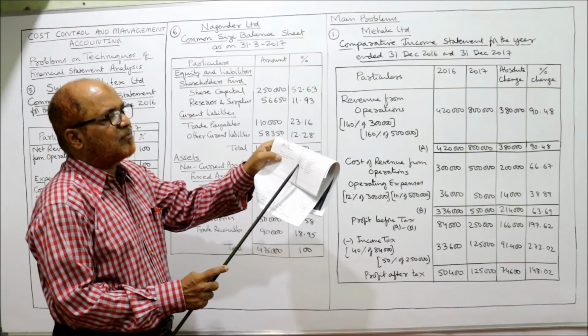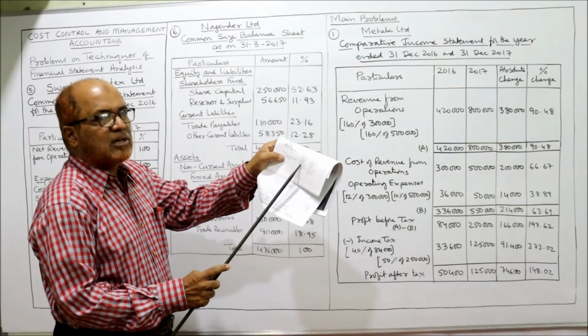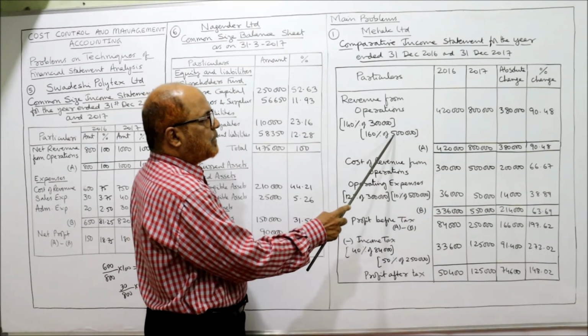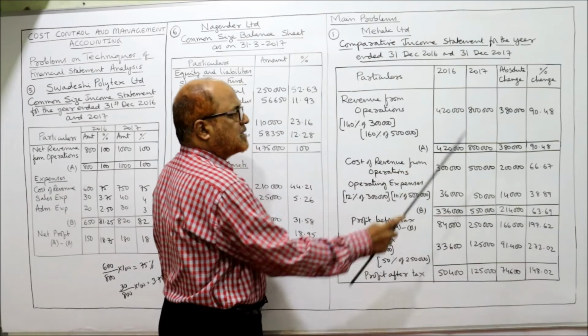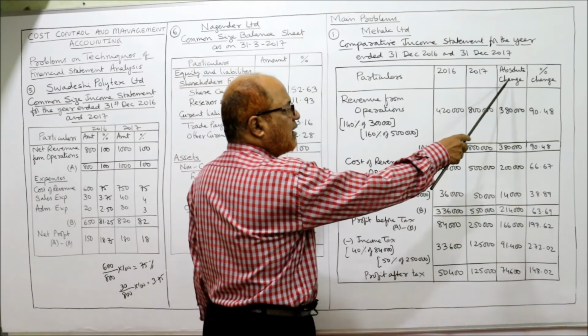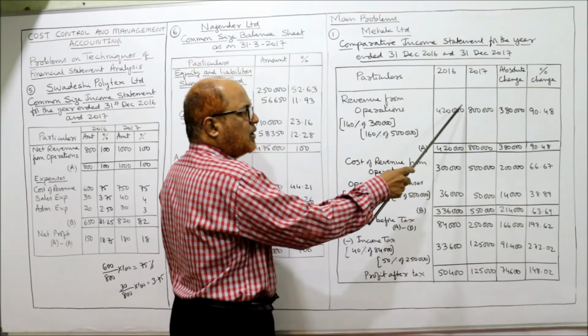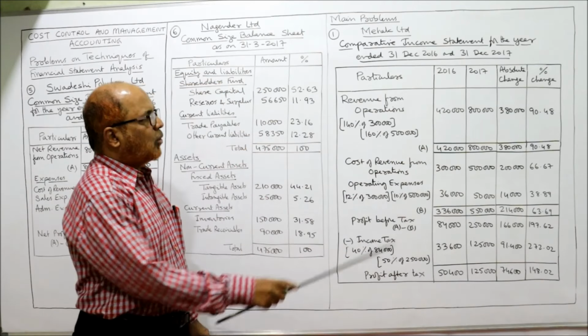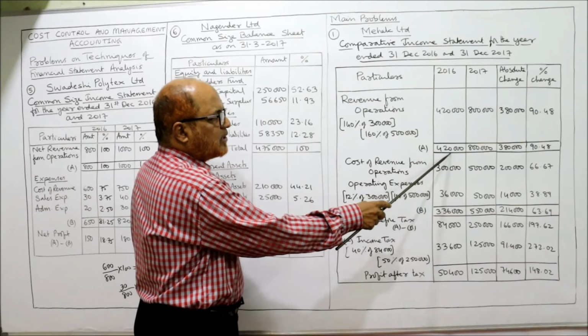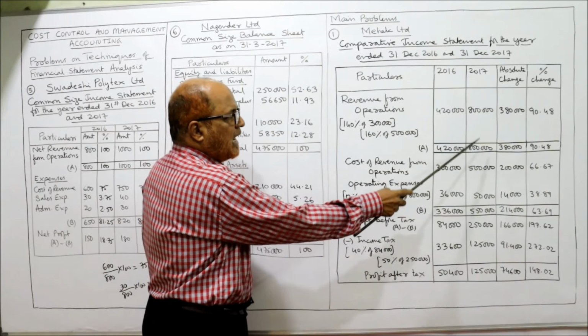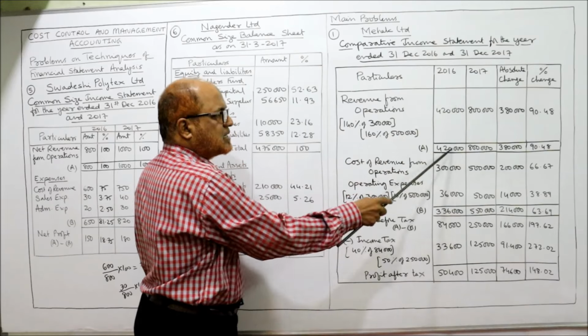Now 2017, 160% of cost of revenue from operations. Cost of revenue from operations is 5 lakh. So 160% of 5 lakh comes to 8 lakh. Afterwards, we calculate absolute change and percentage. First, we calculate the values of 2016 and 2017. A is the total. 4,20,000 is the revenue from operations for 2016 and 8 lakh for 2017.